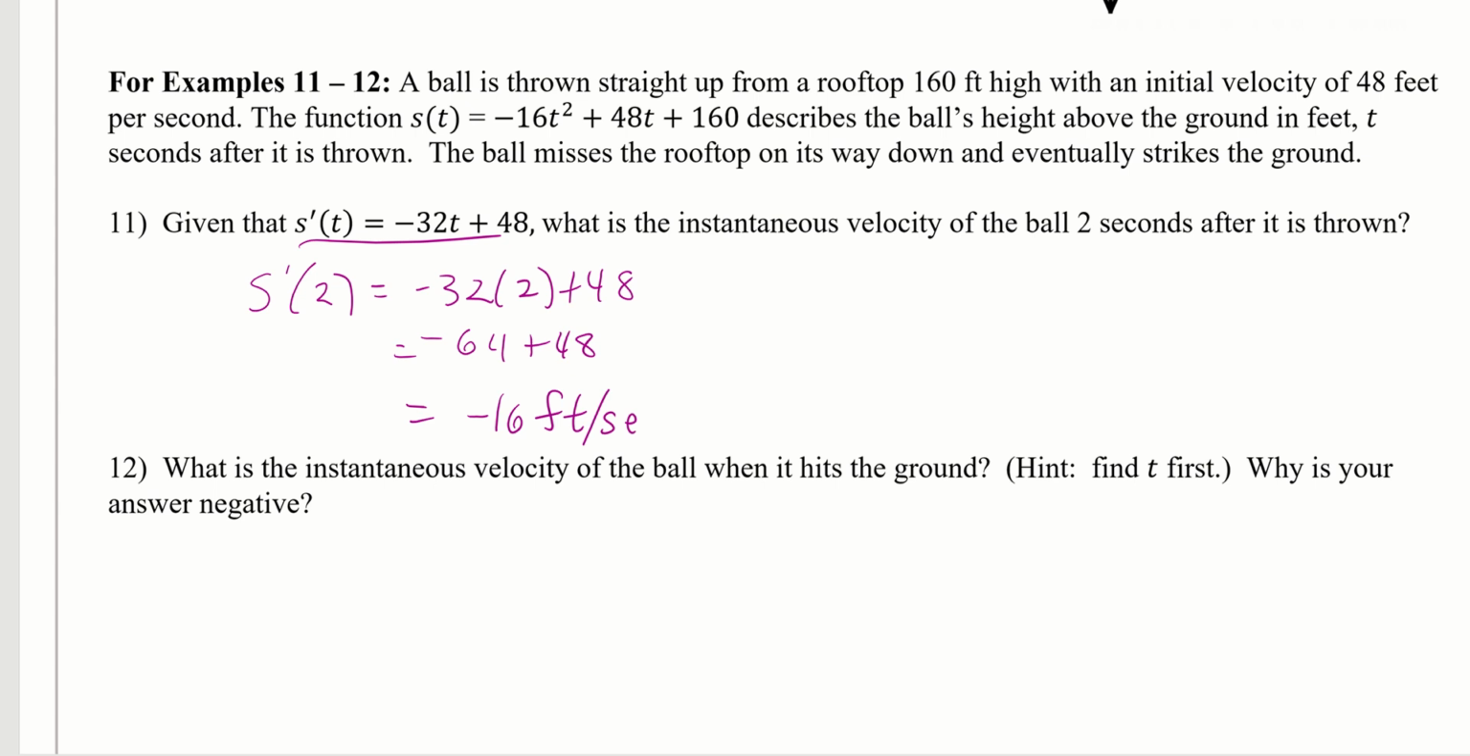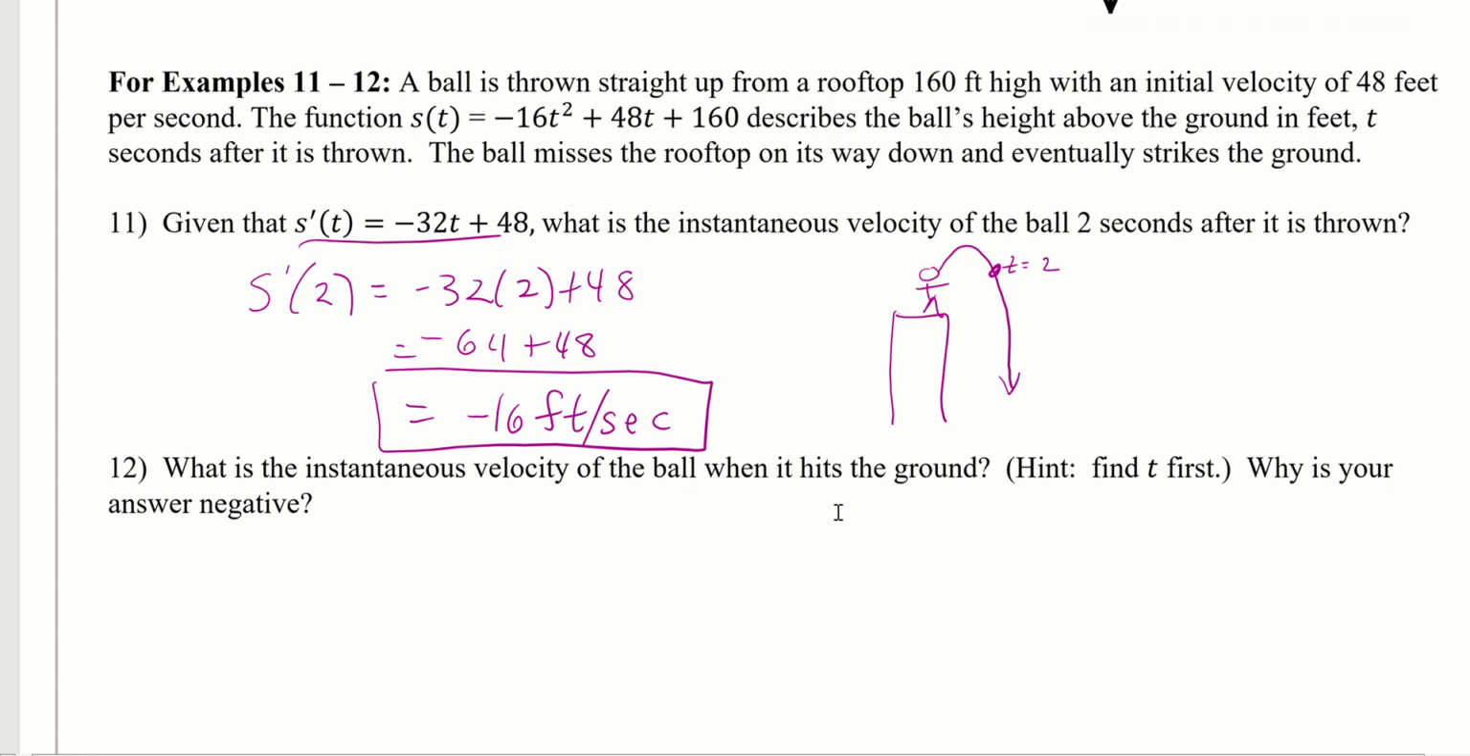Okay, that might sound crazy. I didn't think something could go negative 16 feet per second, but all that means is whoever threw the ball threw it up, and then it's going down. So maybe we'll say this is t equals 2. So that's negative because it's now going down instead of going up. Cool.